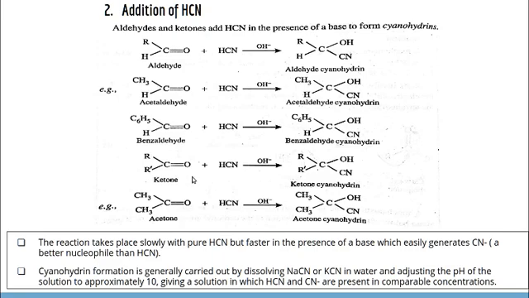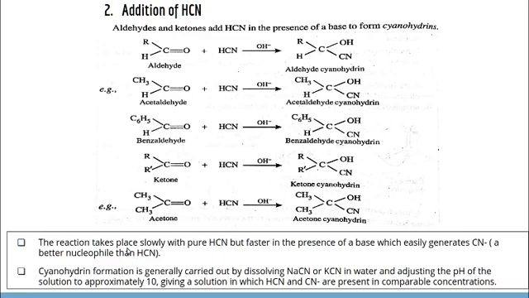Here we have an example of ketone, the general reaction of ketone. Ketone on reaction with HCN, we will get ketone cyanohydrin. Then example, acetone adds HCN and we will get acetone cyanohydrin. So the products are usually cyanohydrins when we treat an aldehyde or ketone with HCN.